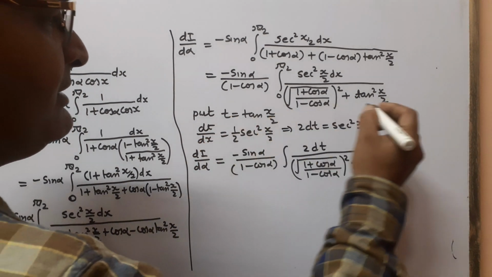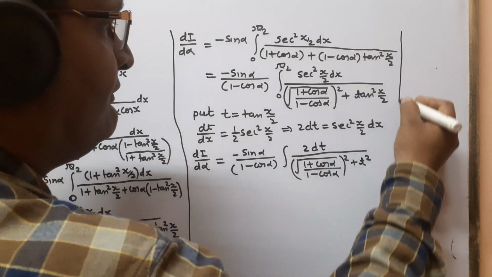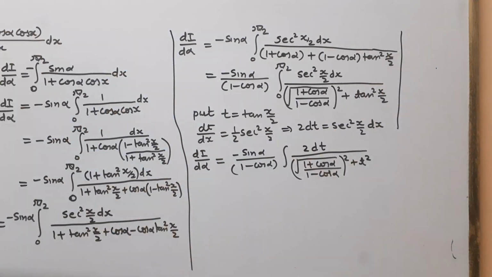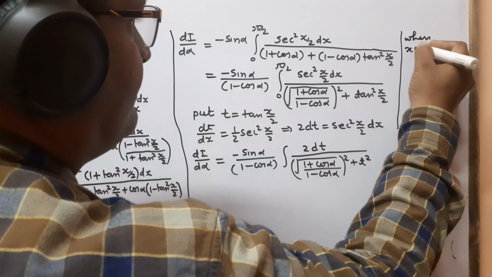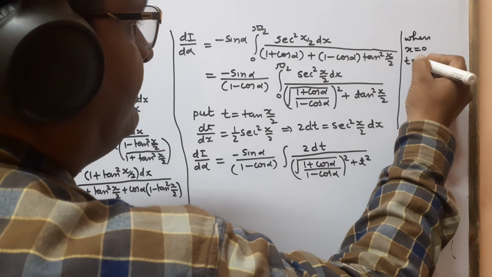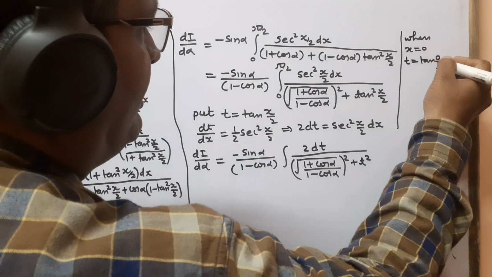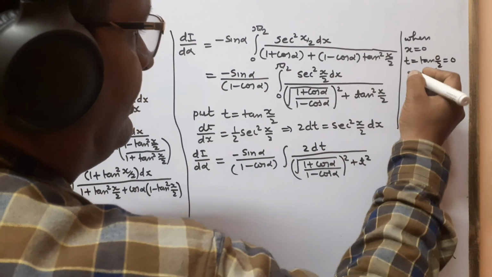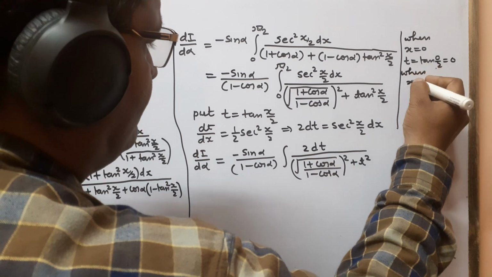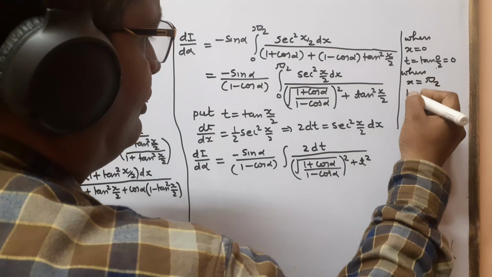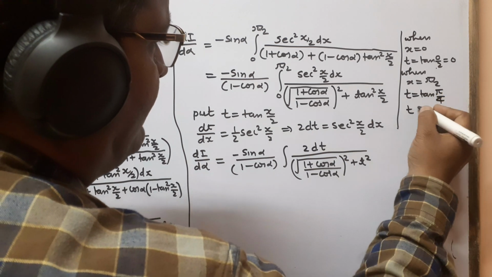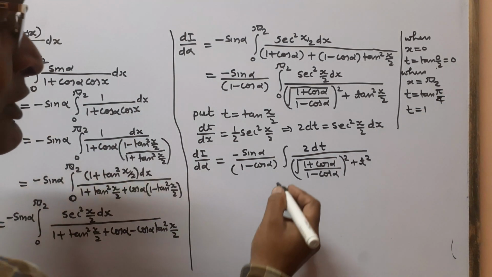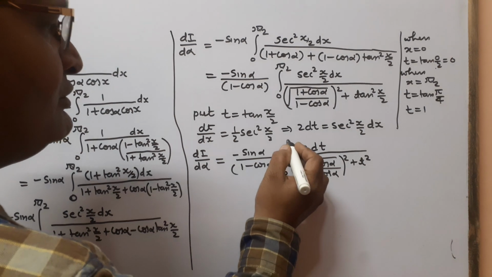Here the limit of integration will be changed. When x is 0, t is equal to tan 0 by 2, that is 0. When x equals pi by 2, t is equal to tan pi by 4, and tan pi by 4 is equal to 1. So the limit goes from 0 to 1.